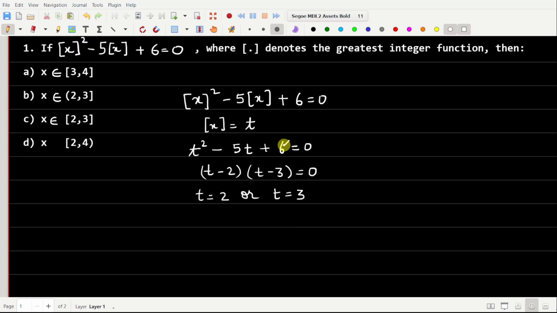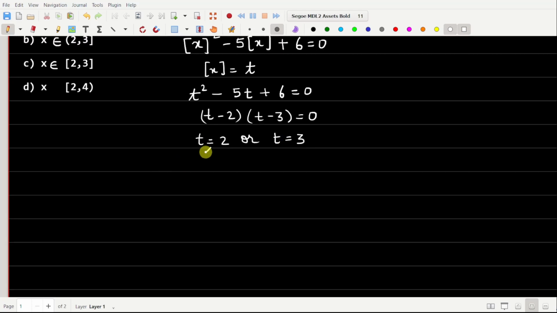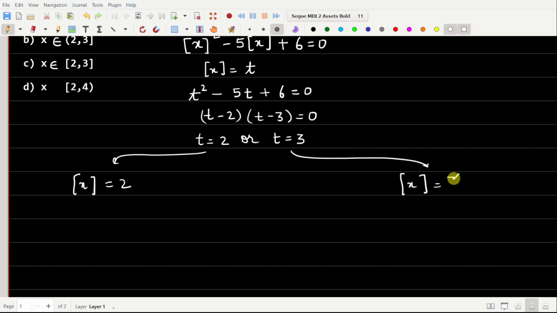Now for case t equal to 2, my [x] is equal to 2, and for t equal to 3 my [x] is equal to 3. So [x] equal to 2 means, for what all values of x will the greatest integer function [x] be 2? This we have to find out. So let us draw a small number line. This is 2, this is 1, and this is 3.